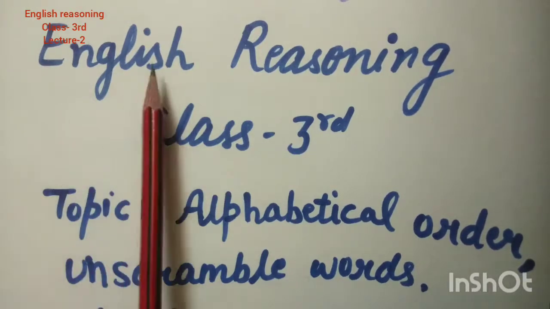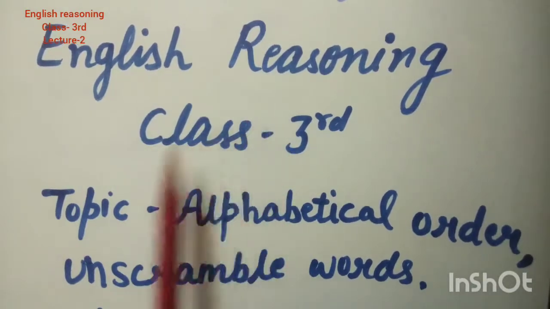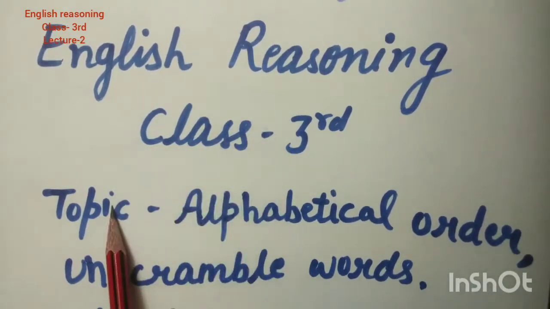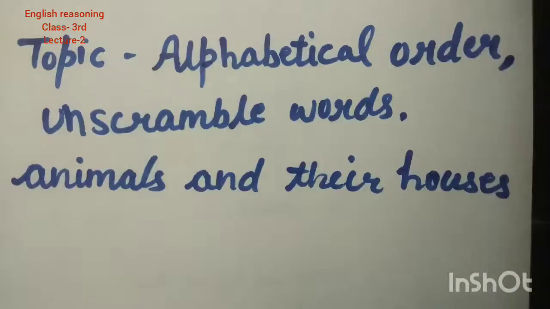Today this video is about English reasoning. This is for class 3rd and the topic we are covering in this class is alphabetical order, unscramble words and animals and their houses.